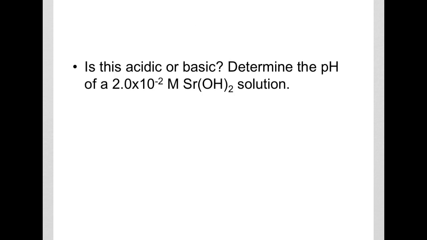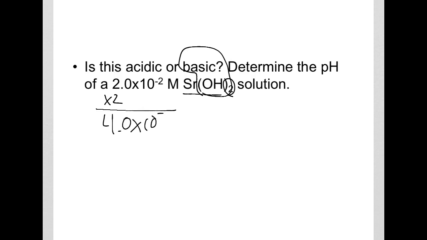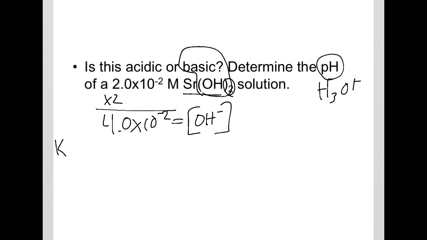So again, acidic or basic? Well, I first need to see Sr(OH)2. OH means it's basic. So this is going to tell me information about hydroxide, and I see there's two hydroxides, so this is going to be times 2. So 4.0 times 10 to the negative second is my hydroxide concentration. But pH deals with hydronium. So I'm going to need to find my hydronium concentration. Again, my Kw is the product of those.